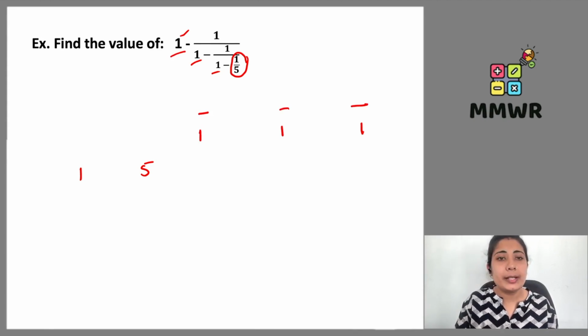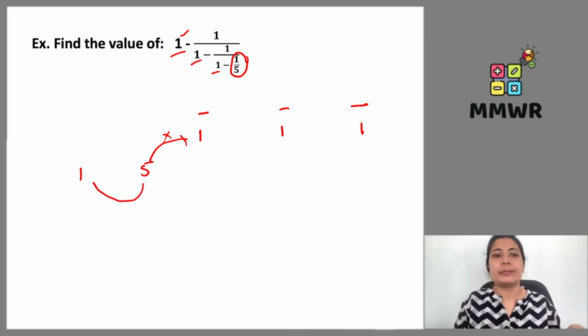So what needs to be done? 5 ones are 5 minus 1. Okay. So this is 5 minus 1 gives me 4. Now 4 ones are 4.